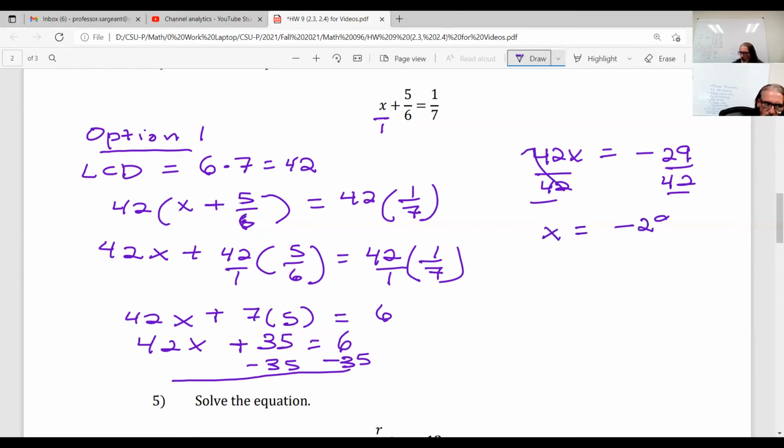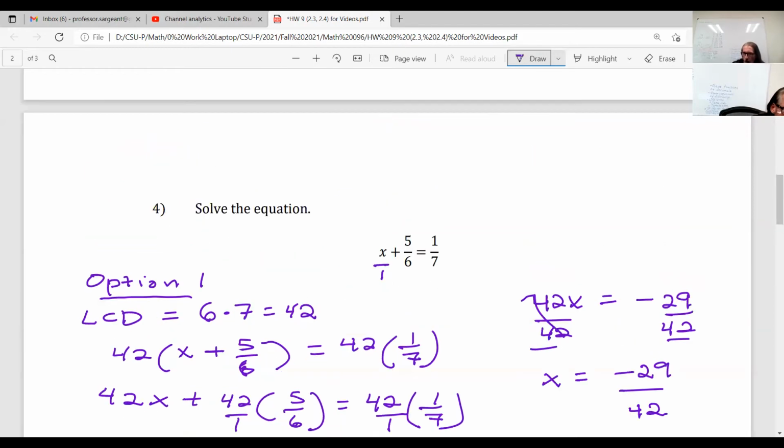29 is a prime number, so the only numbers that go into that are 1 and itself, and 29 does not go into 42, so we cannot reduce that. Now, first I'm going to write a check, and then I'll show you the second option.